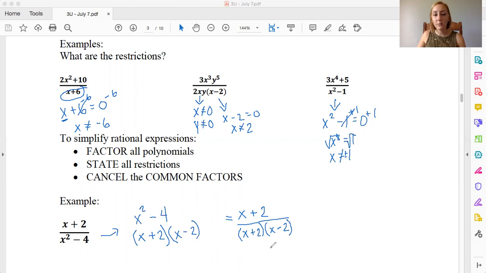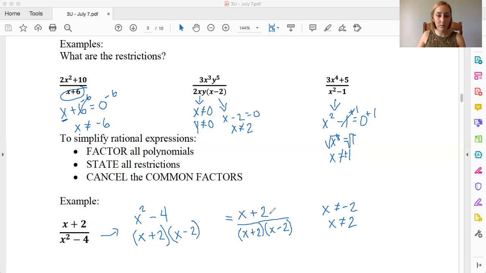So that's our first step. You factor the polynomials. Then you have to state your restrictions. So x cannot be equal to -2, and x cannot be equal to 2. Okay, so that's our second step. Our second step is to state the restrictions. And then you're going to cancel out common factors.